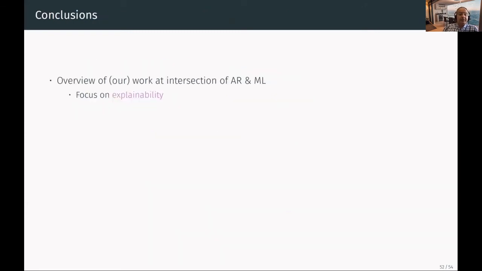Okay, so essentially what I did during this talk was to give you an overview of our work, which is at the intersection of automated reasoning and machine learning. And most of the work that we have done until now is on explainability. We have some results on learning and some results on fairness, but most of the results until now are on explainability.